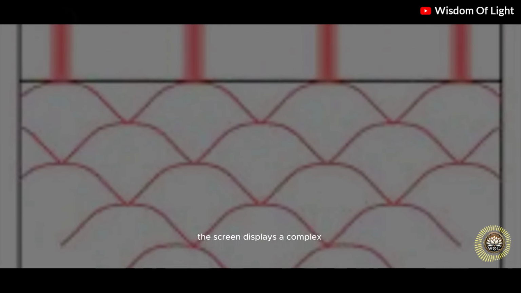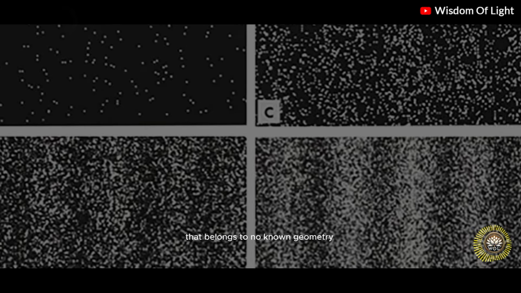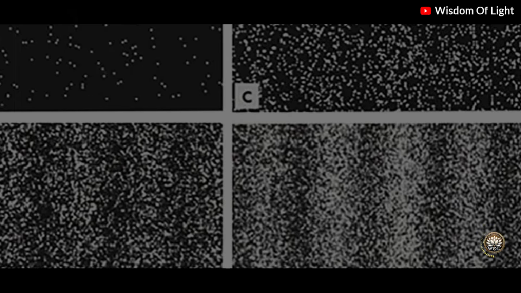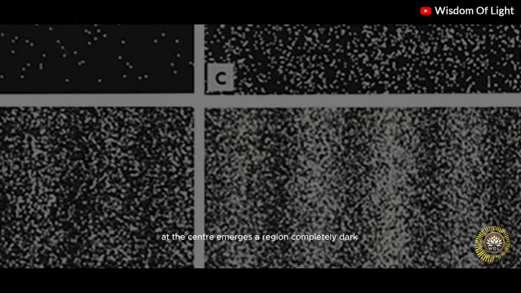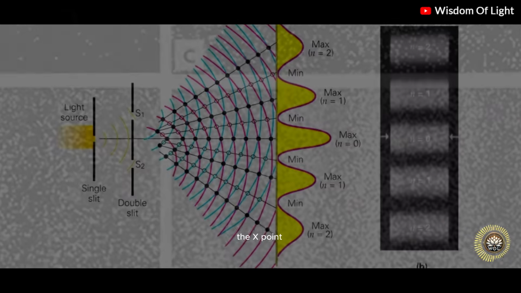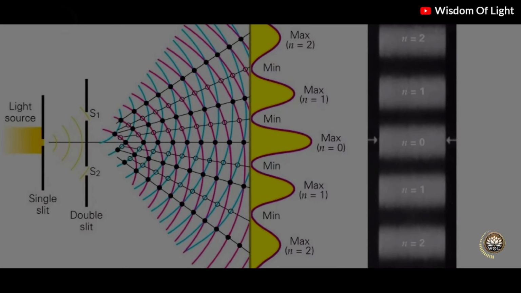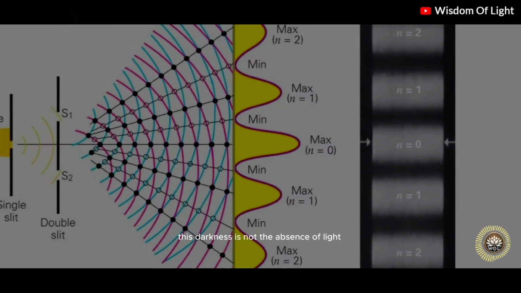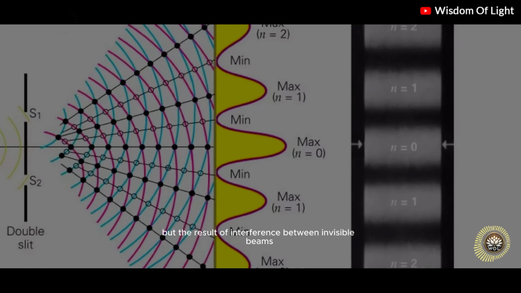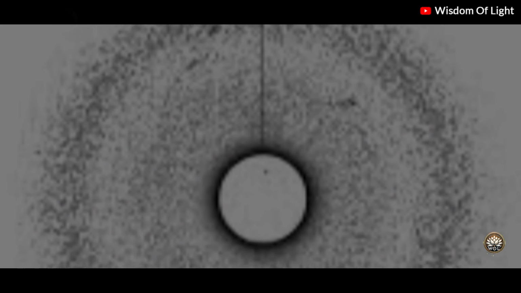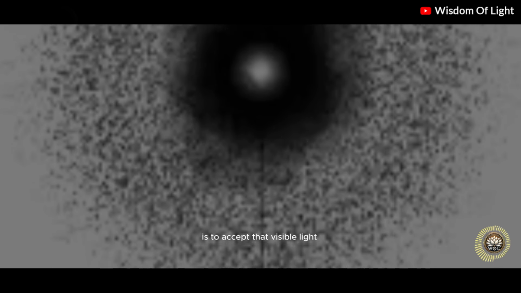The screen displays a complex pattern of light and shadow that belongs to no known geometry. At the center emerges a region completely dark, the X point, where, according to all logic, light should exist. This darkness is not the absence of light, but the result of interference between invisible beams. Deutsch explains that the only way to understand such behavior is to accept that visible light, the light of our world, interacts with light coming from parallel universes.